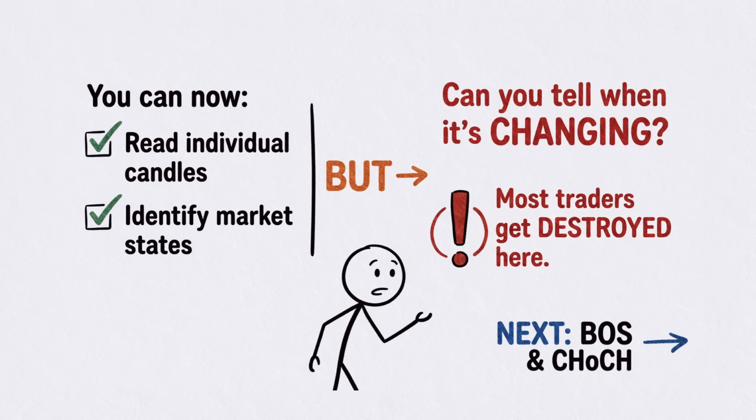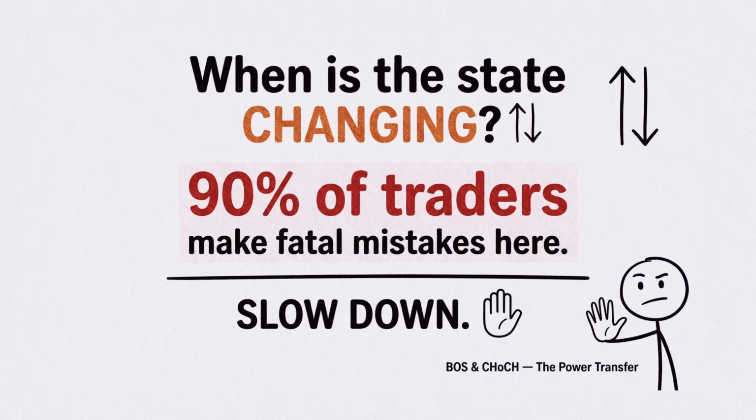Okay, so now you can read candles and you can identify which of the 4 states the market is in. But here's where most traders get absolutely destroyed. They can't tell when the state is changing, and that's what BOS and CHoCH are really about. You know the 4 states. Now the critical question, how do you know when the state is changing? This is where 90% of traders make fatal mistakes. So slow down. This section is the most important part of this entire video.